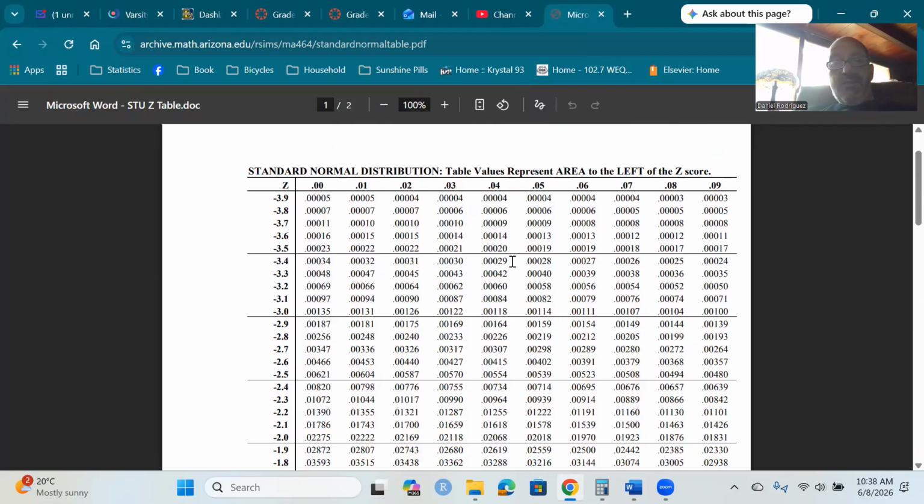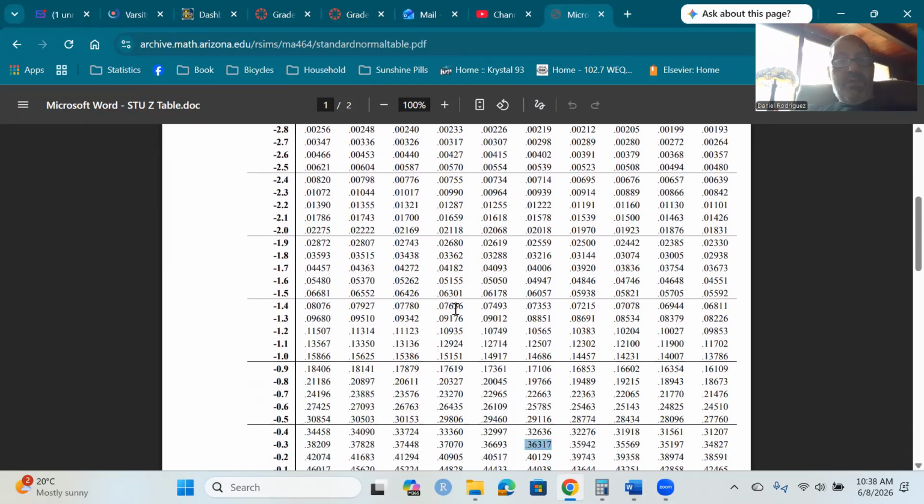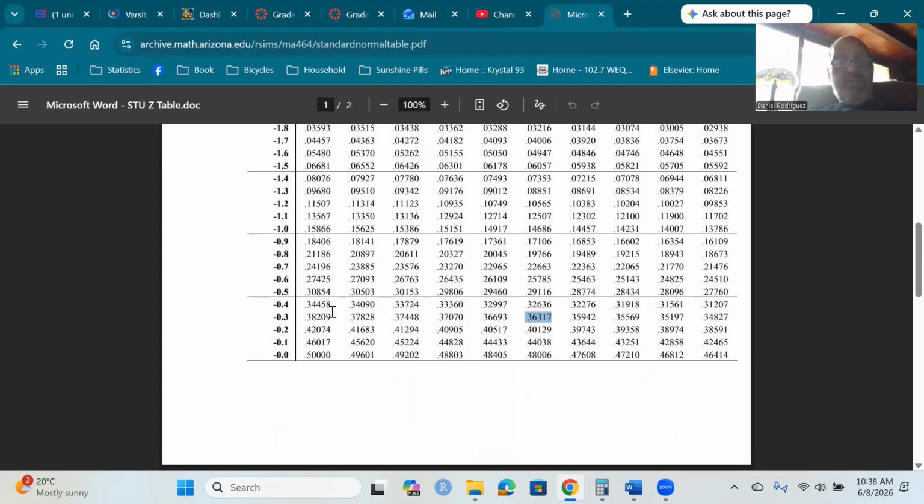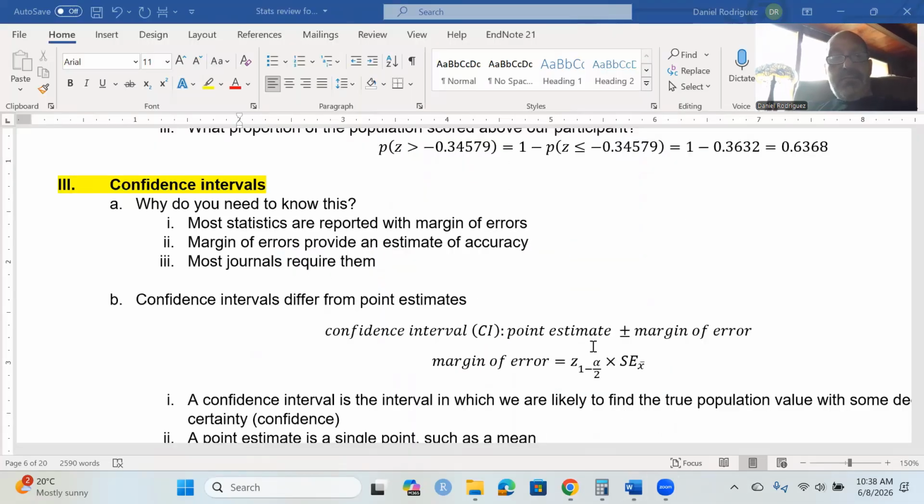And you find whatever the value you're looking for is. For us was what is it, 0.35. And usually these just go to two decimal places. So I found it at 0.36317, right? Or 0.3632 is what I had in the original notes. All right, so let's get back to work here.